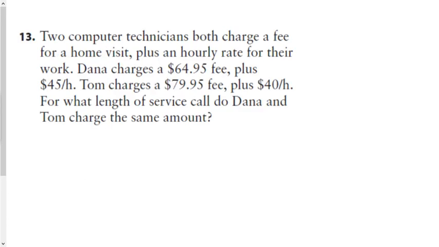Question 13. Ooh, I love these ones. These are the two variables questions. Two computer technicians both charge a fee for a home visit, plus an hourly rate for their work. So Dana will charge you $64.95 for showing up at your door. So if you call him to come over and he works 0 hours, he's still charging you $64.95 for knocking on your door. But if he spends any amount of time, he's charging you $45 an hour on top of that. So for Dana, that's his. For Tom, he charges you a service fee of $79.95.